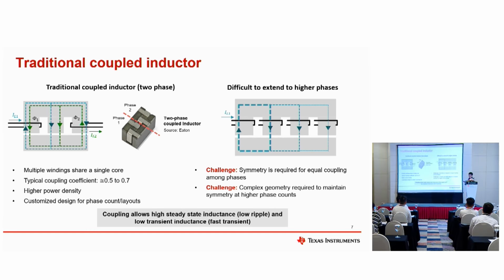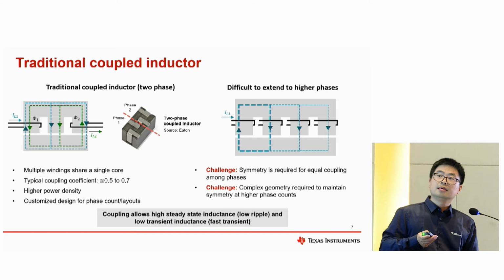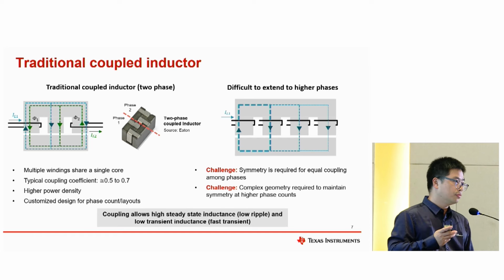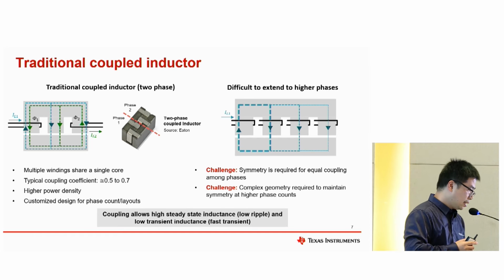This is the key point. The current in one winding will influence the current in another winding. So this is the key point. We should remember this.